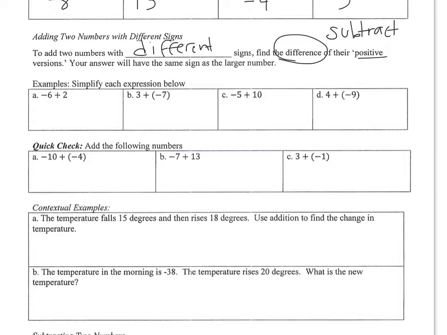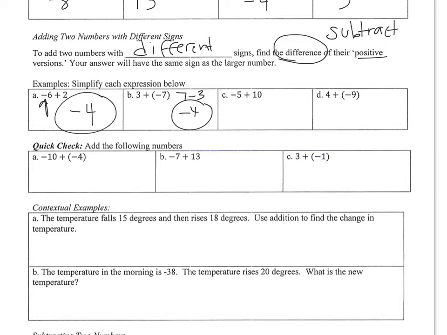So I'm going to do the difference of 6 and 2, which is 6 minus 2, which is 4, and I'm going to take the sign of the larger one. The one that has more negatives or more positives is -6. So this is going to turn into -4. If I'm adding 3 and -7, I'm going to take the difference of 7 and 3. So 7 minus 3 is 4. And the one that has more negatives is -7. So the answer is -4.